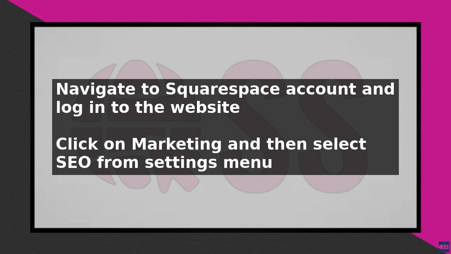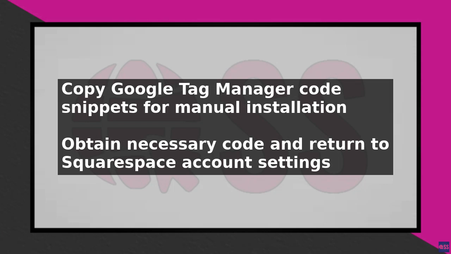Then proceed to your Squarespace account and log in. Navigate to the website where you want to install Google Tag Manager. And on the left side of the dashboard, click on Marketing. In the Marketing section, click on the Settings icon, and then select SEO from the Settings menu.